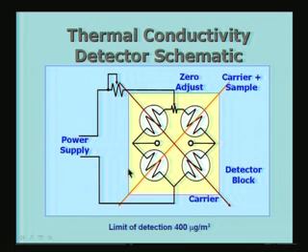This whole thing is put in a block, and the block is kept at a uniform temperature. All the 4 detectors are in a block, and the block is maintained at some constant temperature. Let us see what happens. Now, I have the carrier gas passing through these 2 heater elements, and the other 2 heater elements are going to be exposed to carrier plus sample.